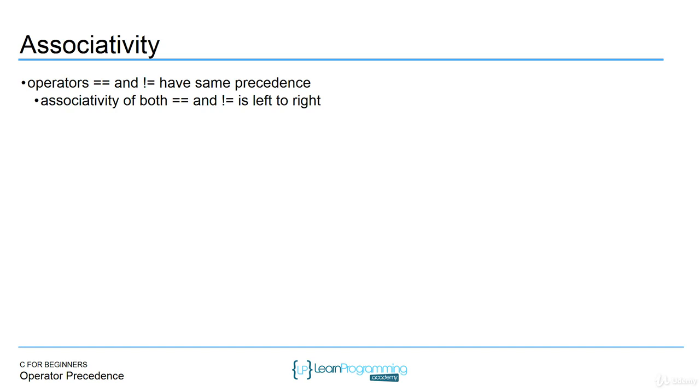The associativity of both the equals and the not equals is left to right. So you're going to first do 1 equals 2. That's going to be false. And then you're going to say false is not equal to 3. Right, which it isn't. So 1 equals 2, and then that's not equal to 3. So the result is going to be false. So the expression on the left is executed first and moves toward the right.